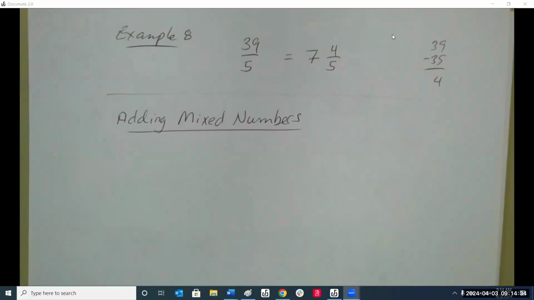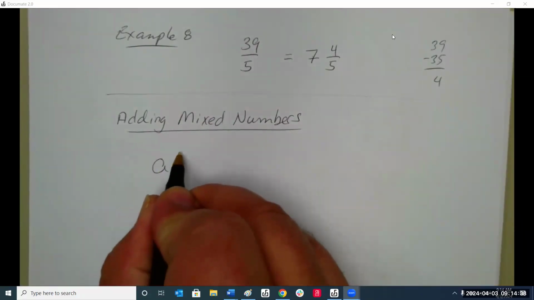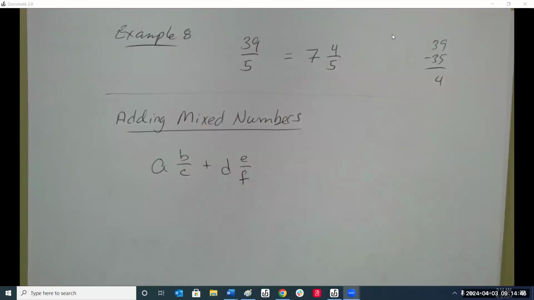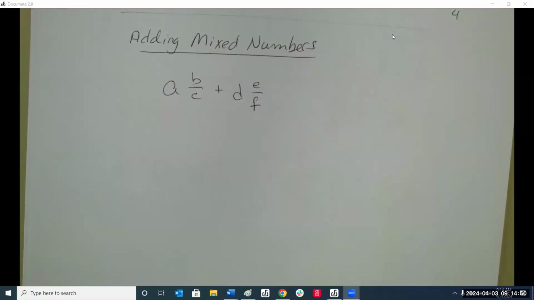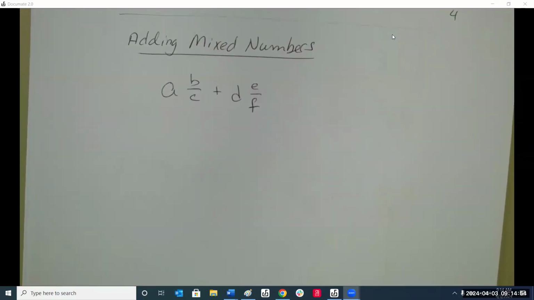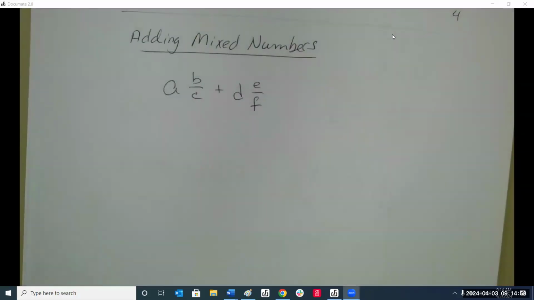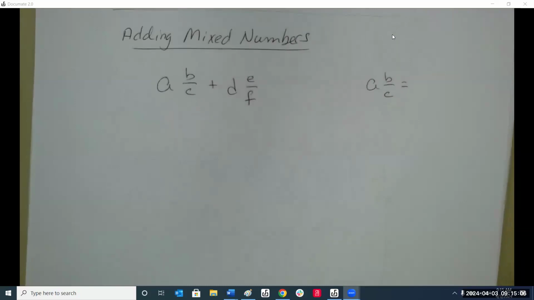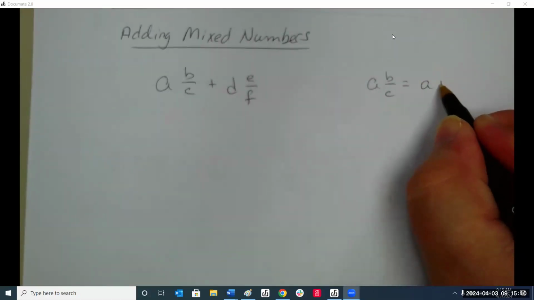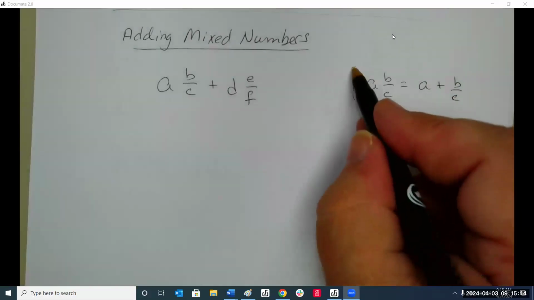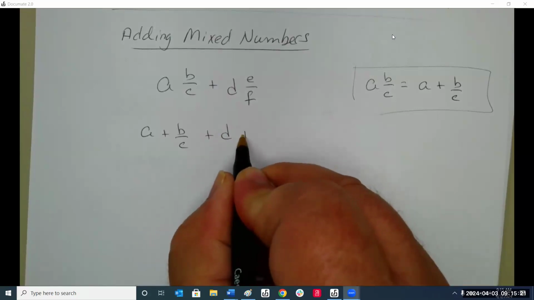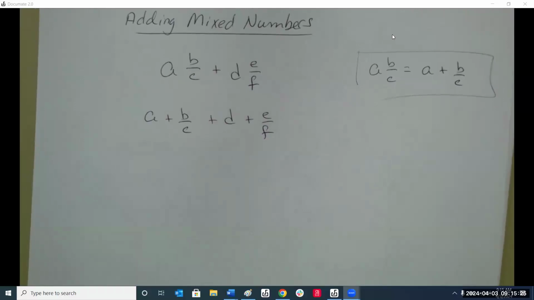Adding mixed numbers. Let's say we had A, B over C plus D, E over F. Remember earlier when we looked at mixed numbers like this, we can split them up. Remember that? We can do the same thing here. So this one becomes A plus B over C plus D plus E over F. I can split them all up. I can group them together.